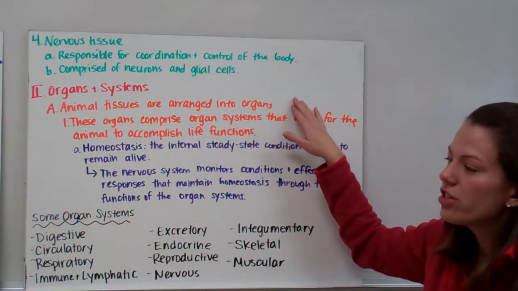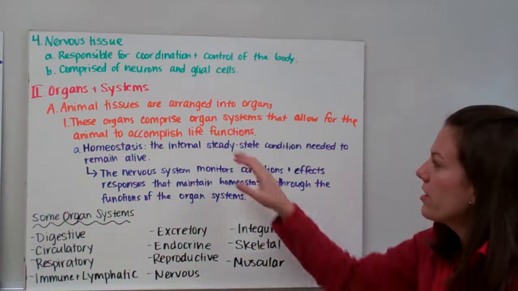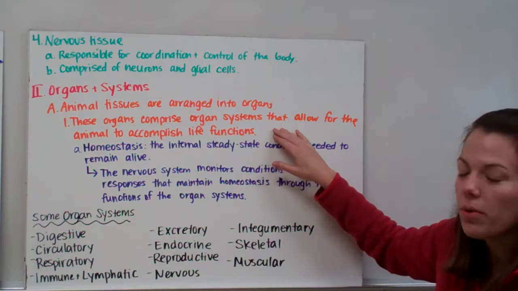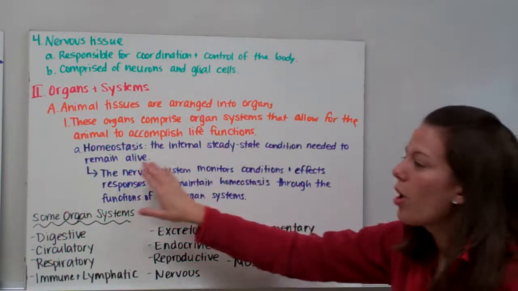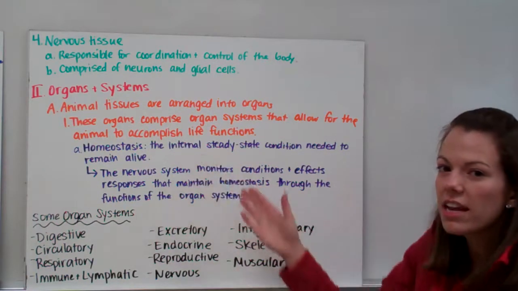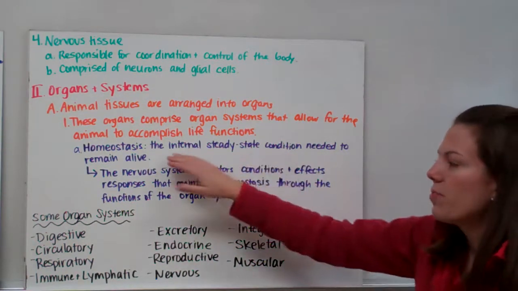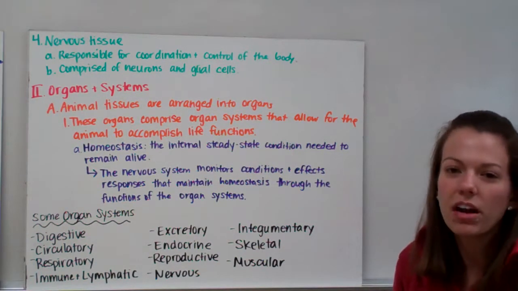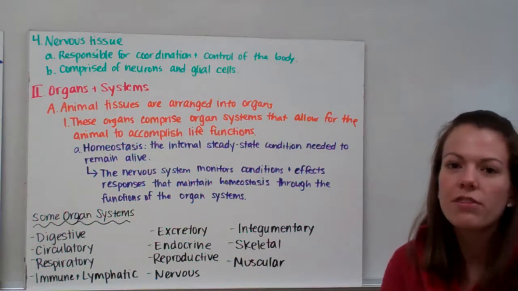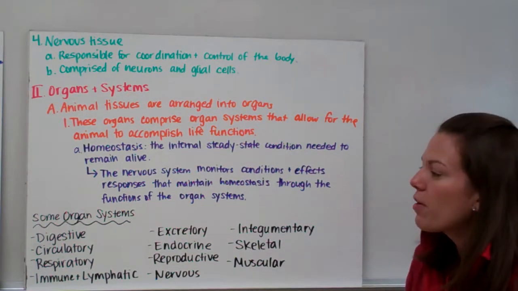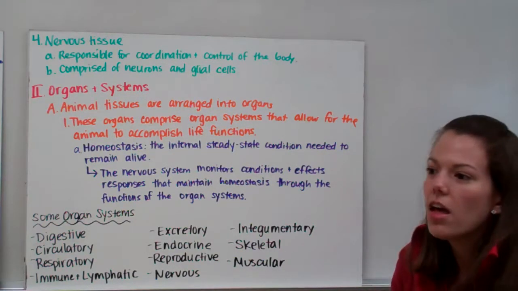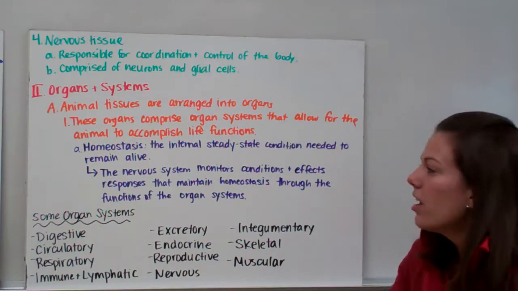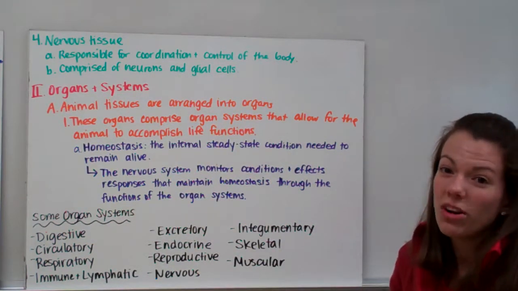Animal tissues are arranged into organs, and then we group those organs into organ systems that cooperate to allow the animal to accomplish life functions. Now remember our word homeostasis. That's the internal steady state or stable state that's needed to remain alive. Now we don't mean that everything throughout your body is exactly the same. We obviously have different concentrations of different things throughout our body, and different functions are happening in different spots. But if our body doesn't have an overall stable state, meaning our temperature is not constantly changing and our mass is not constantly changing, if we're not in homeostasis, then the organism will die.